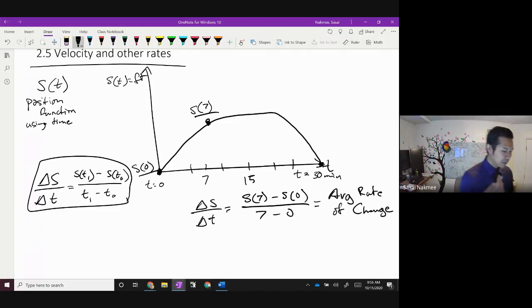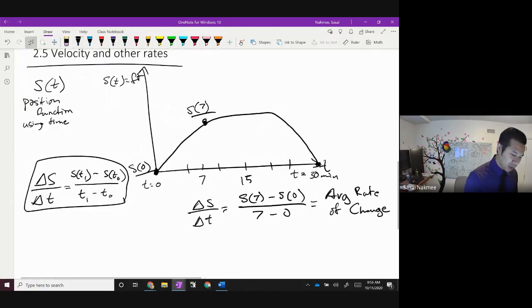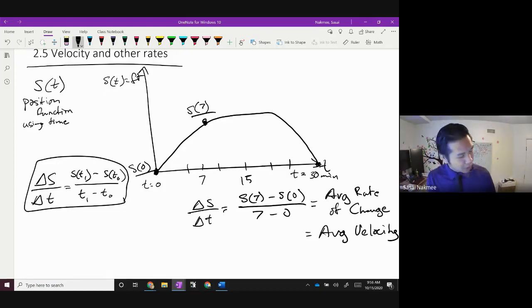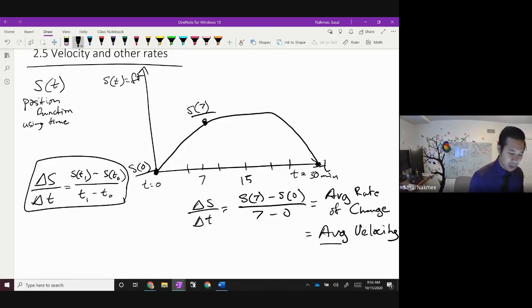Now, average rate of change, in this case, when we're dealing with position, we call this the average velocity. And that's all velocity is. It's the change in position over the change in time. What makes this the average is we're just looking at the endpoints, from here to here, okay?